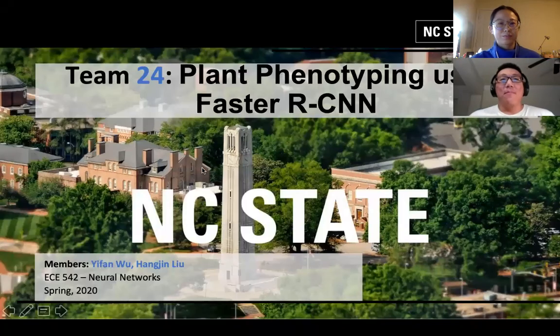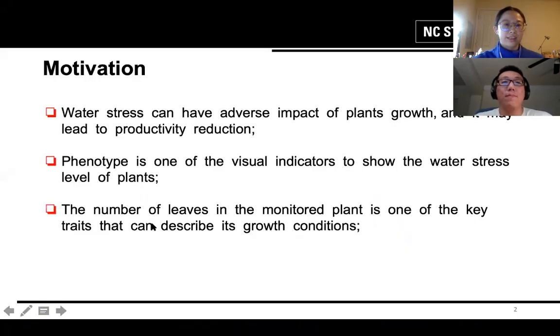Hi everyone, we are Team 24 and our project is about plant phenotyping using Faster R-CNN. As we know, water is essential for plants, and water stress can have an adverse impact on plants' growth, and it may lead to the reduction of productivity. So it's important to know the relationship between water stress and the plant's growth.